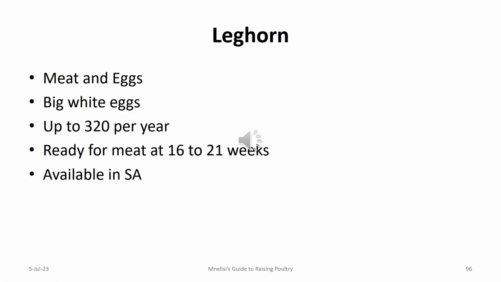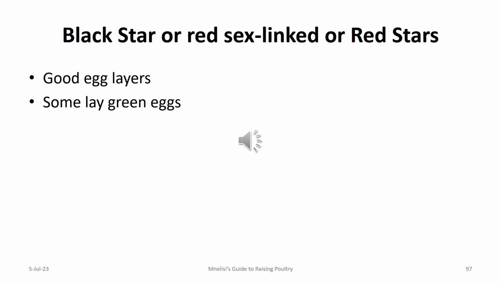Leghorn. This chicken is a layer and a broiler. It lays big white eggs. You can expect up to 320 eggs in a year. It will be ready for market at 16 to 21 weeks. It is also available in South Africa. Black star, or red sex-linked, or red stars. This chicken is good for laying eggs. Some of these chickens will lay green eggs.